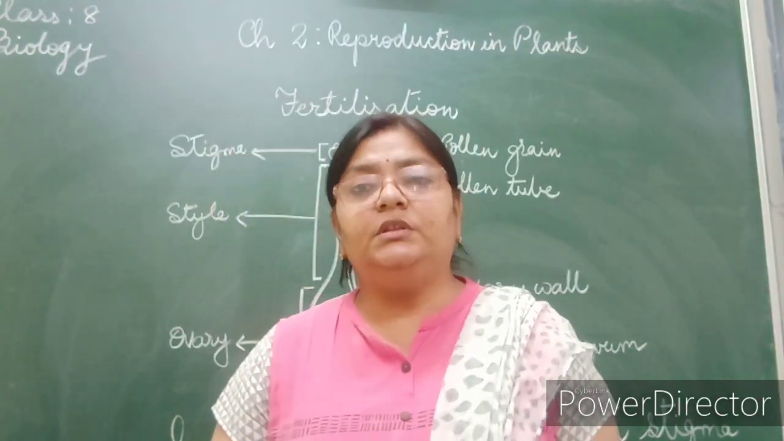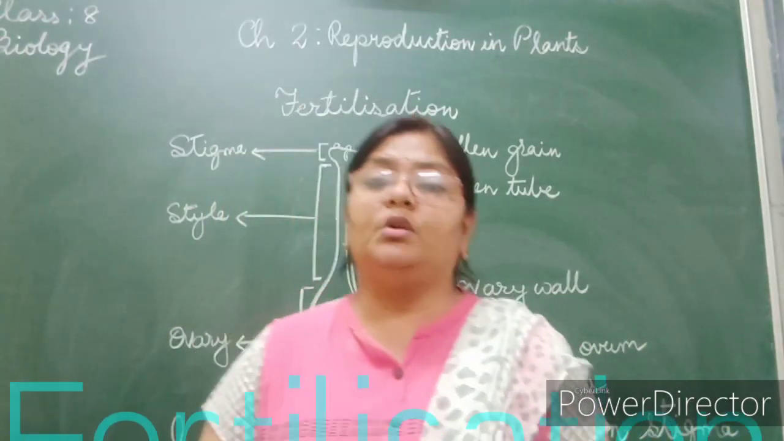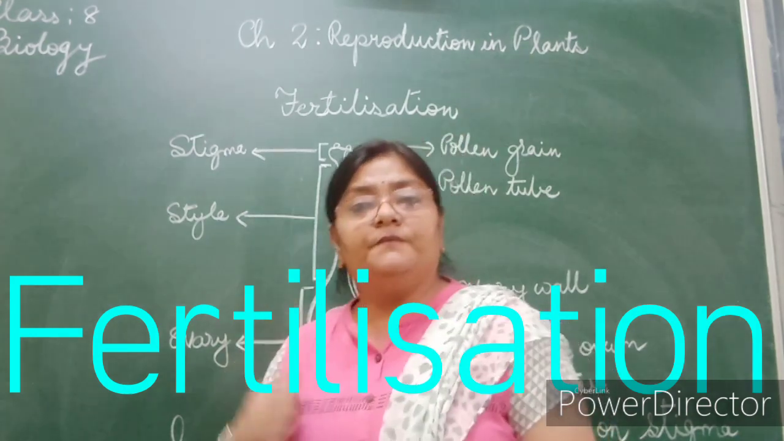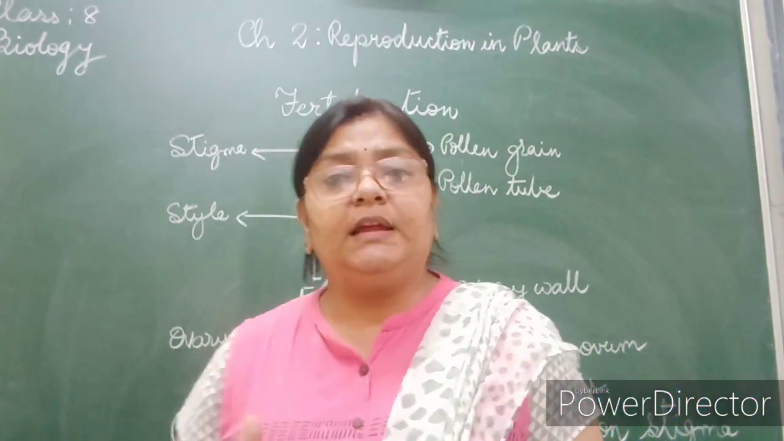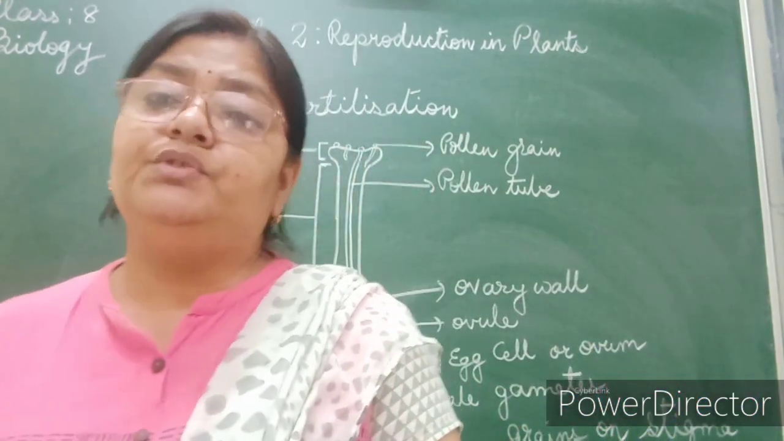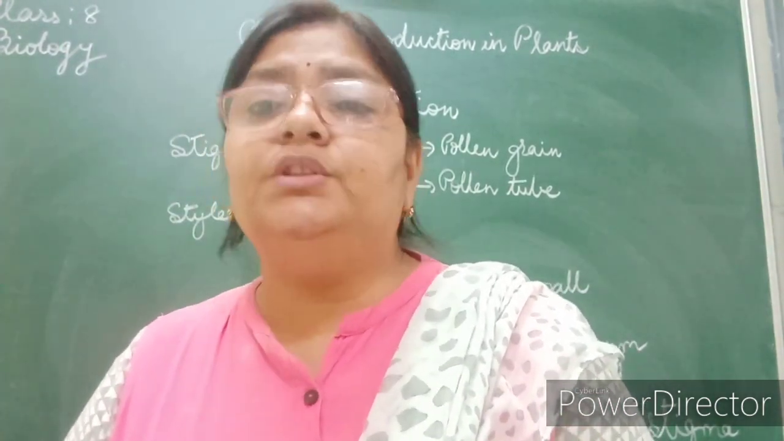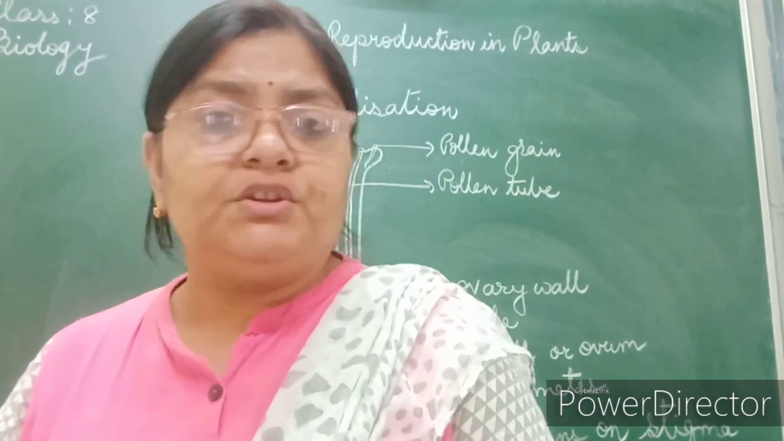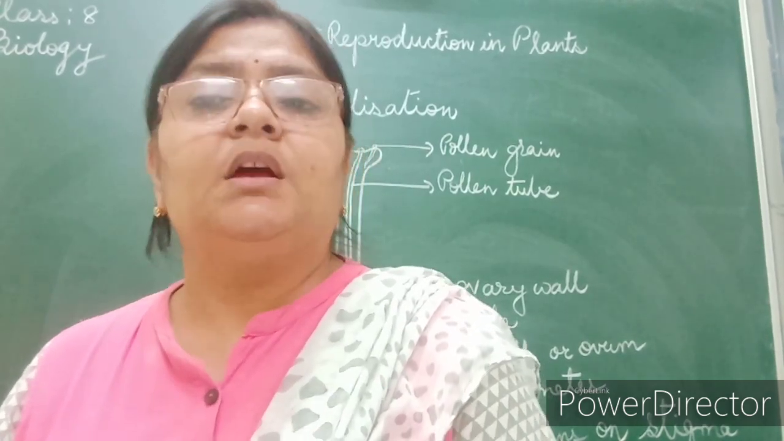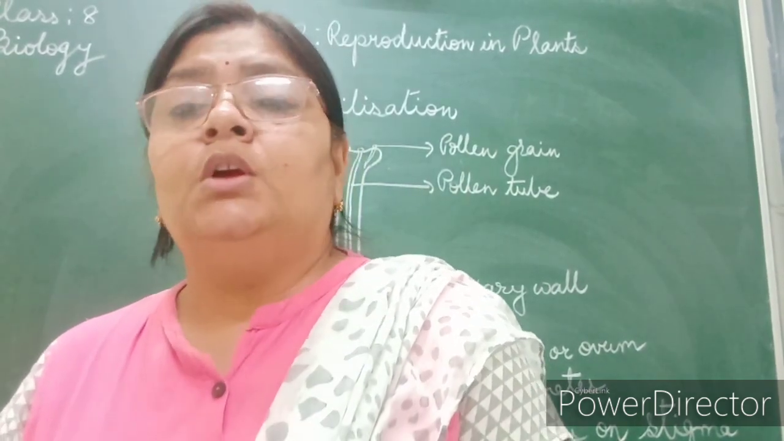After pollination, the next mechanism that is important for sexual reproduction is fertilization. Fertilization is the union or fusion of male and female gametes. Actually, the nuclei of these special reproductive cells called gametes fuse.